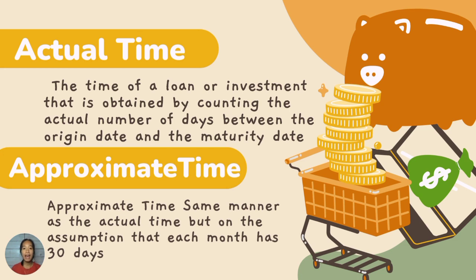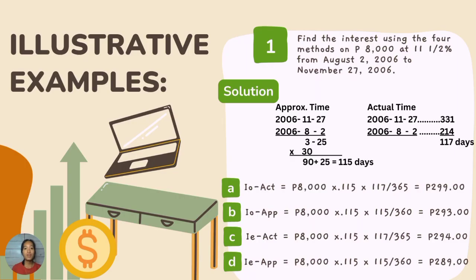So, we will have illustrative examples to further elaborate the discussion. Find the interest using the four methods on 8,000 pesos at 11.5% from August 2, 2006 to November 27, 2006. So, we are going to find first the time, the approximate time first.